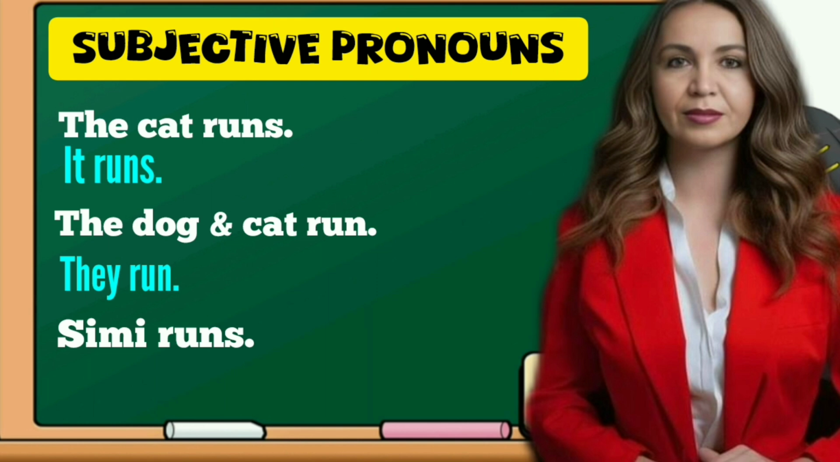Now here in the last one, I am going to talk about my cat only. The name of my cat is Simi. So Simi runs. When I identify the name of a cat, I say he runs. Simi is a male cat, so he runs. But why did I use he runs? Why not it runs? Because it's my family member and I love him, so I used he runs.